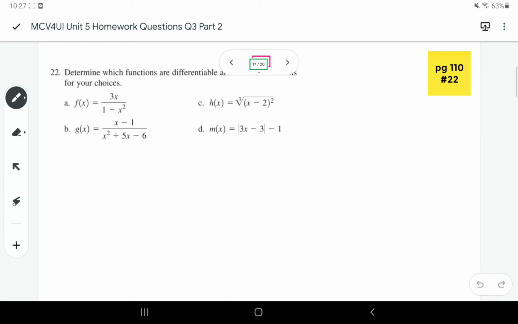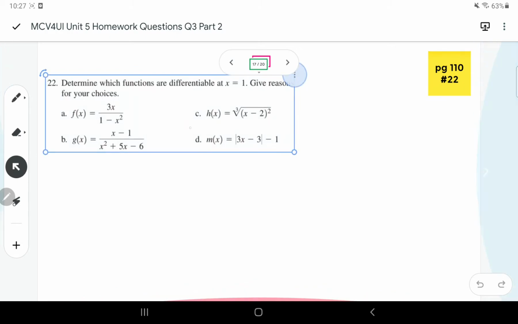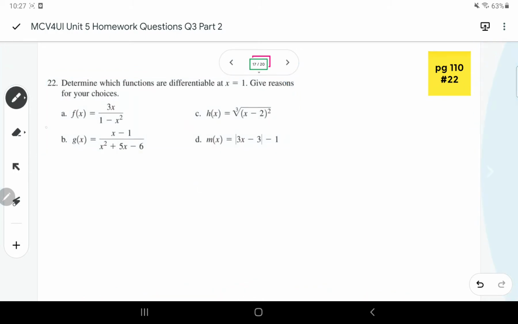We're starting with page 110, number 22. And there's a similar question, I believe, asked on the next slide as well. This question asks which functions are differentiable at x equals 1. Differentiable just means, does the derivative exist?